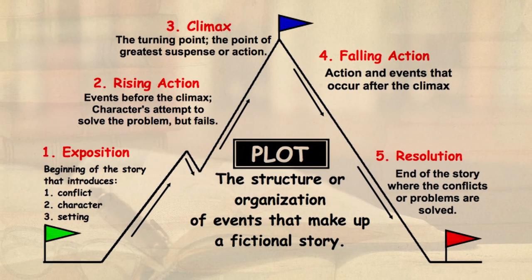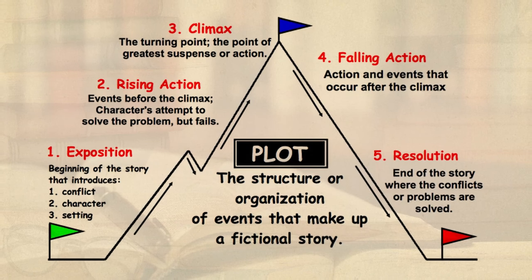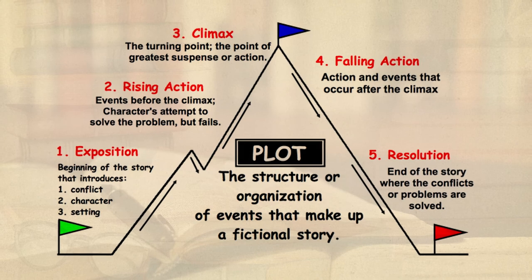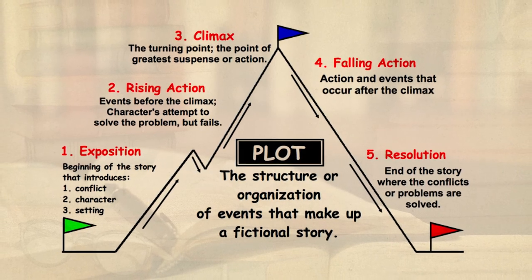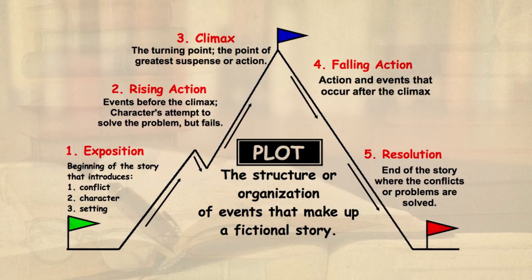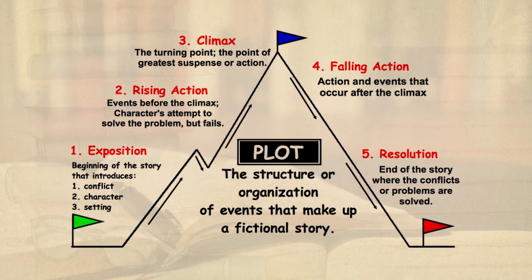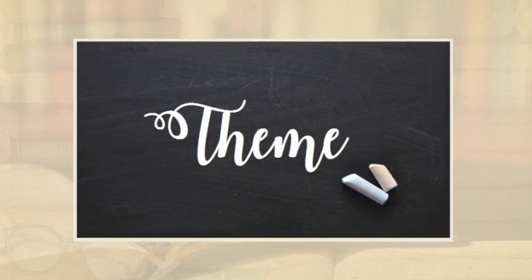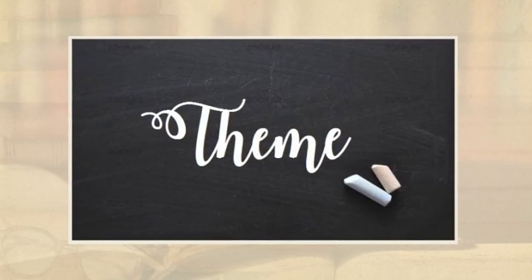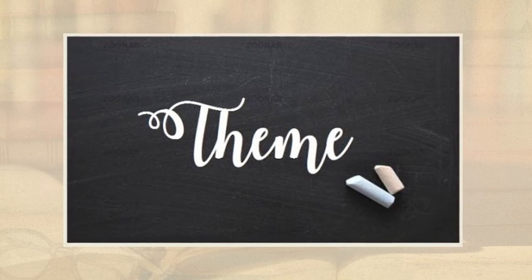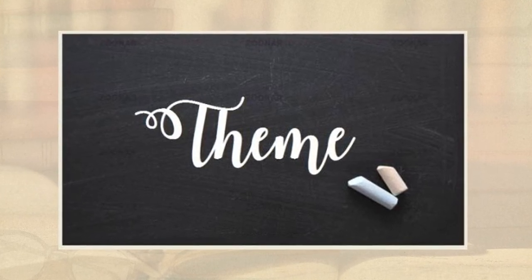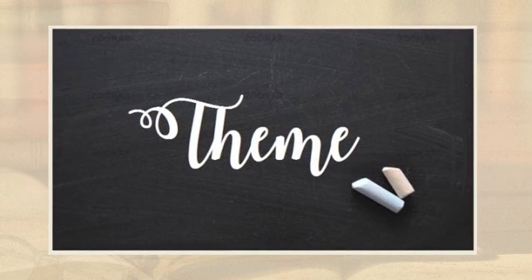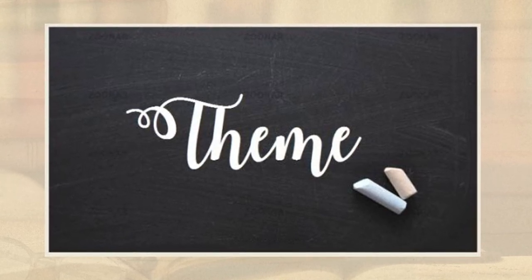Some important terms which deal with the plot of the novel are structure, conflict, climax, and resolution. The class may discuss what conflict is and how the conflict leads to the climax and eventually to the resolution of the story. The last element to be discussed is theme. The discussion on the plot and action may lead to the analysis of the theme, which expresses a significant relationship demonstrated by the elements of the story.